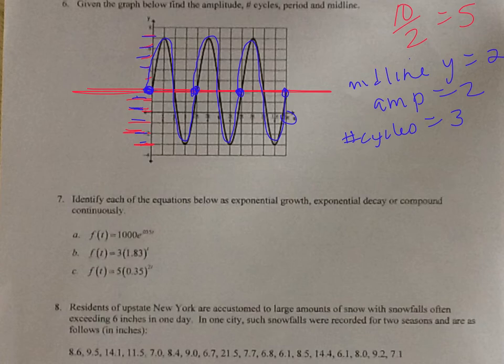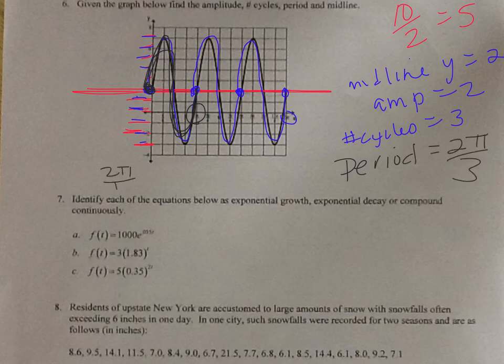And now I want the period. The period is when you see one complete curve. Starting here, that's one complete curve, and this is at 2 pi over 3. Or you could have done 2 pi over b, which is the number of cycles. So it's 2 pi over 3 for the period.